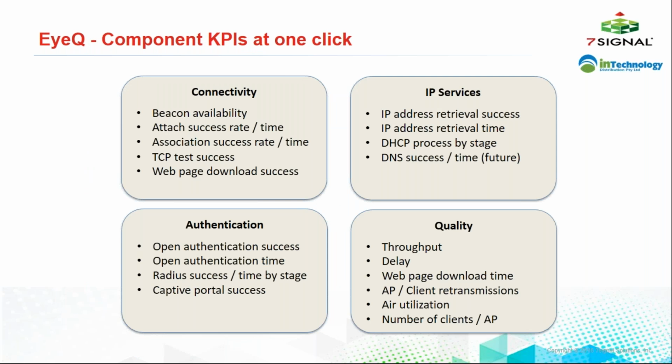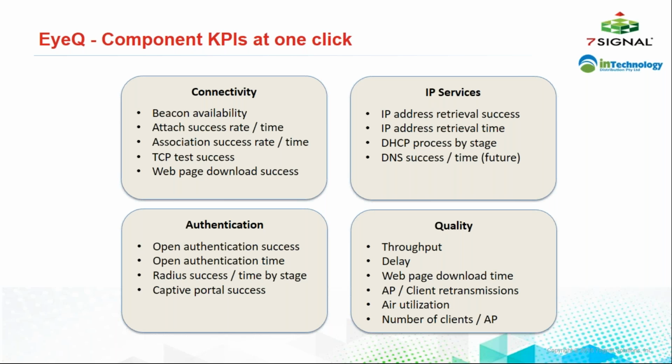This is a snapshot of some of the KPIs that are built into 7signal's IQ. You can see those 4 macro KPIs are right here. And then underneath each one of those macro KPIs, you see the detail. So for connectivity, we're measuring, are we getting beacons? Are we attaching? Are we associating? You can see all of the things right here.